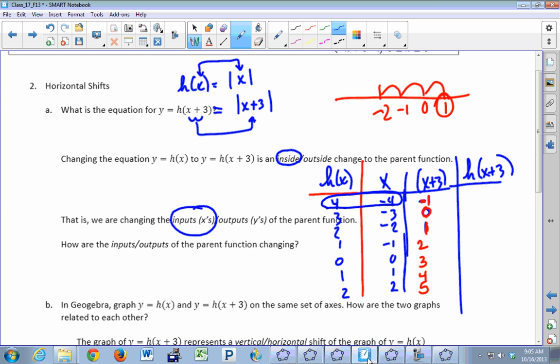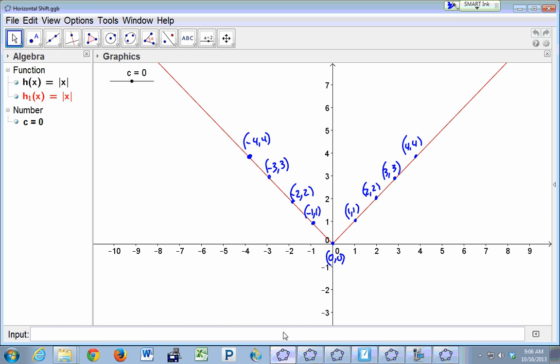And now I'm messing around with my inputs. So now, when I was originally -4, I'm now going to be -1. I've moved 3 units, right? So what's my h value? What's my h of x plus 3 going to give me? 1, 0, 1, 2, 3, 4, 5. Okay. So these are now my new points, -1, 1. So let's graph it. Well, let's have GeoGebra graph it.